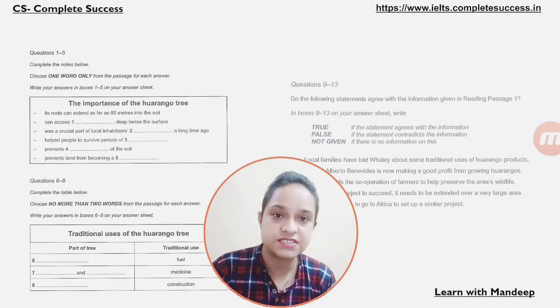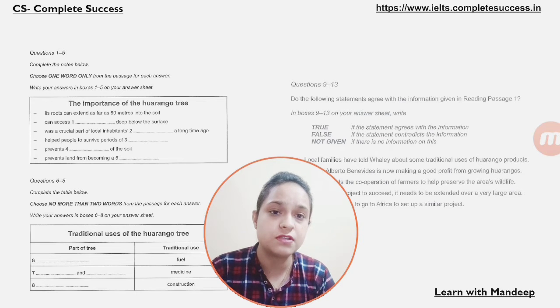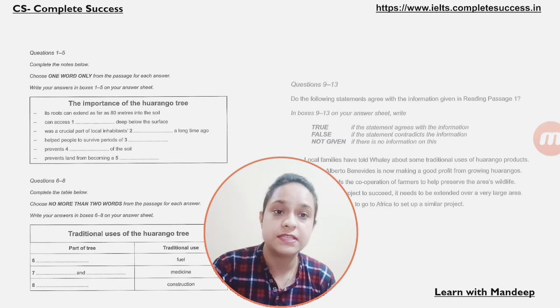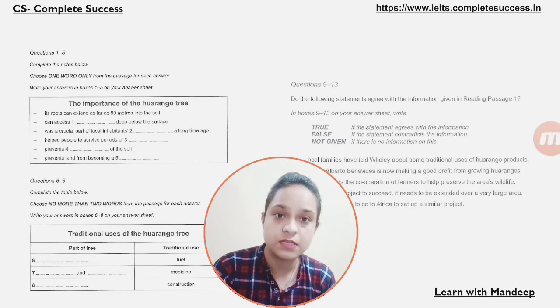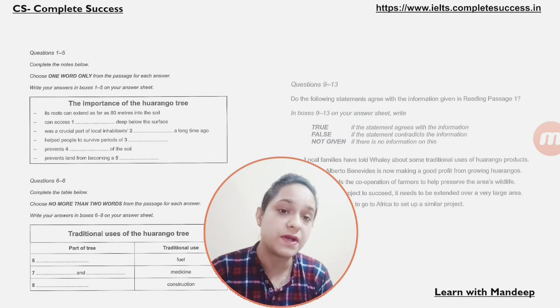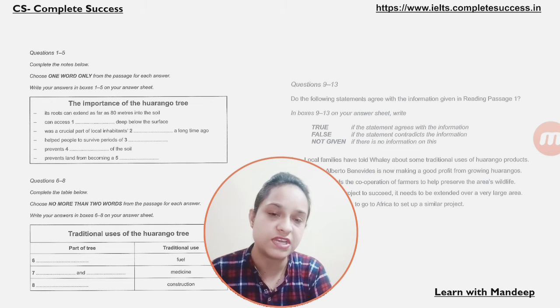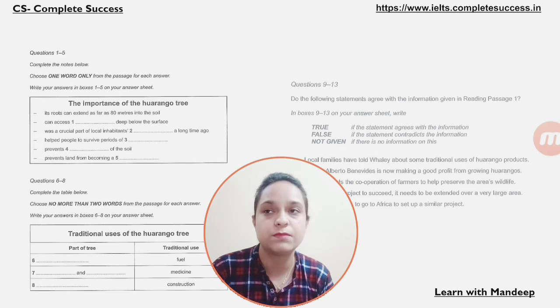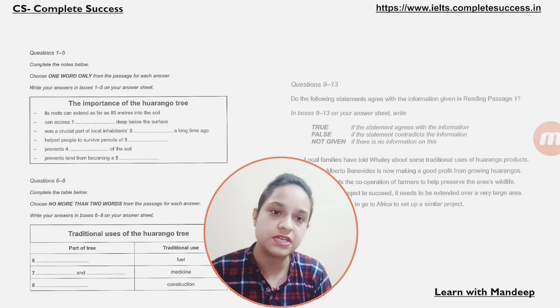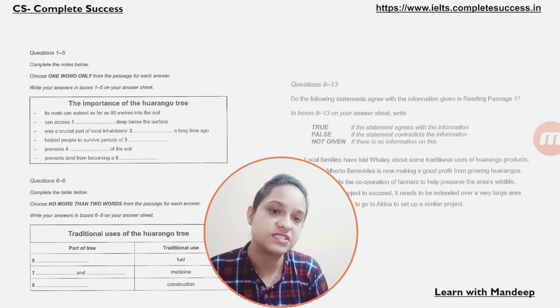And the next is table completion, traditional uses of Hirunga tree. There is a heading given, so you will check where the traditional uses are, like the past use. There can be words like in the year, suppose 1900 something, that can be mentioned, or centuries ago, like 2 centuries ago, 3 centuries ago.